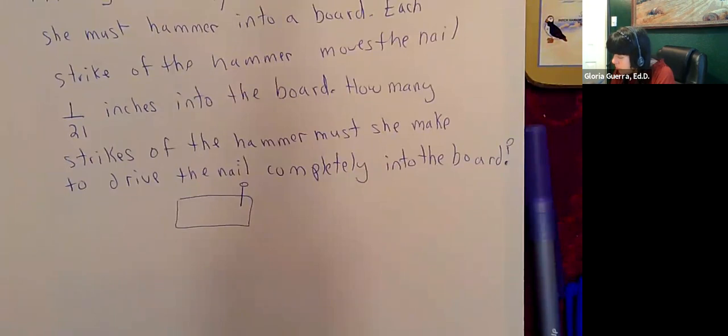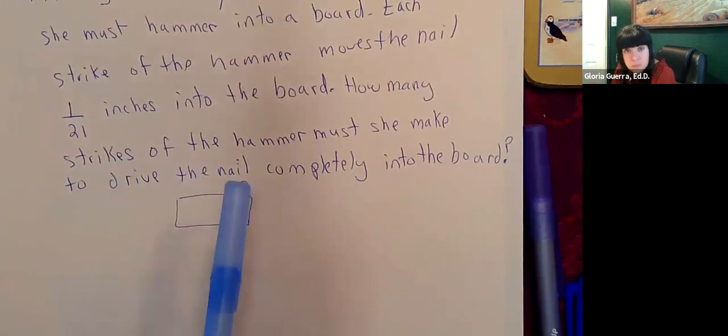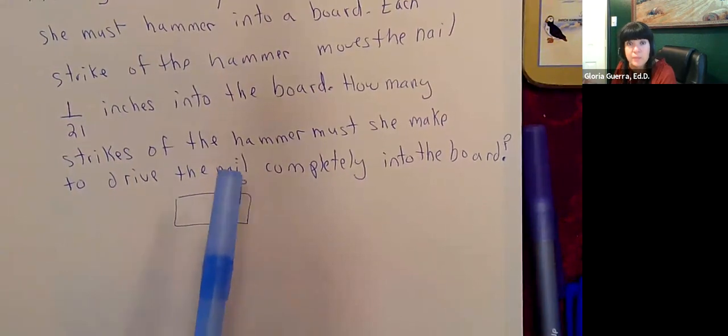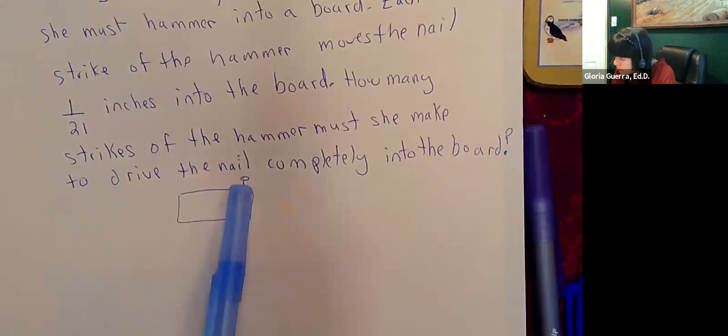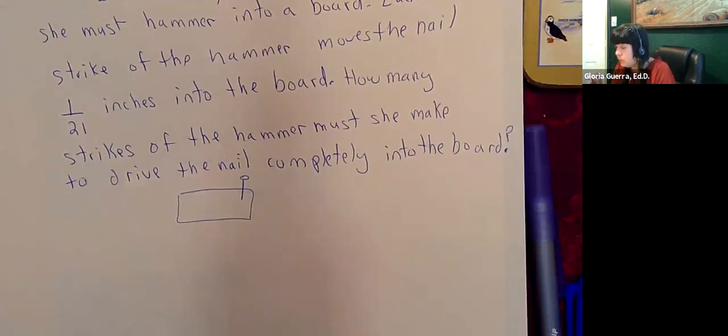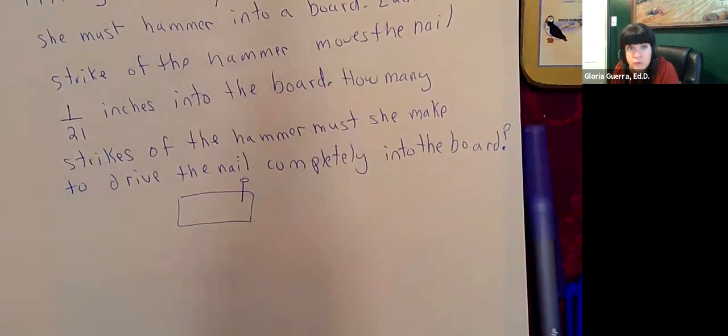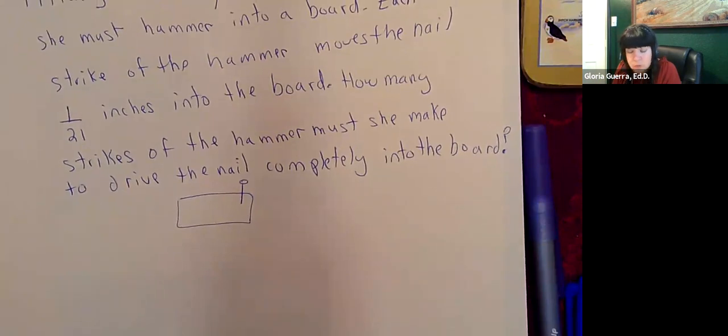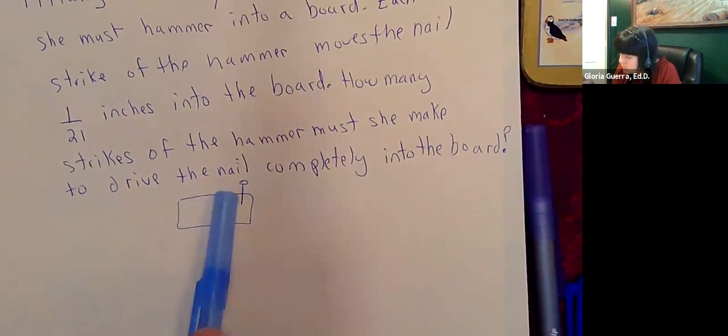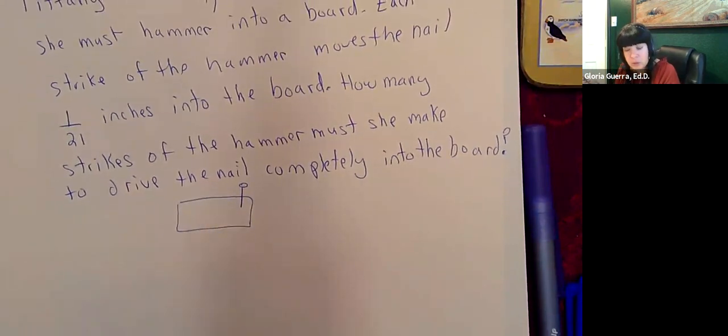You're trying to hammer that nail into the board. Okay. So every time you hit that hammer, it drives it in deeper into the board. The nail moves 1/21 inches into the board. So you want to know how many times, right? How many strikes, how many times we have to strike it so that it's driven completely into the board. And these are equal lengths, 1 over 21 equal lengths that go deeper and deeper into the board.